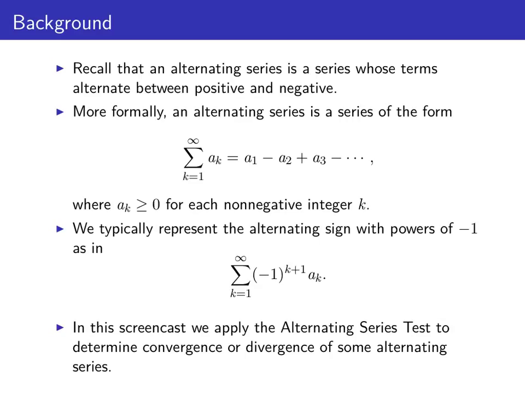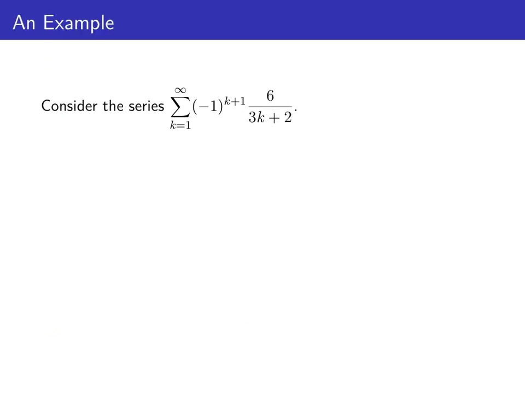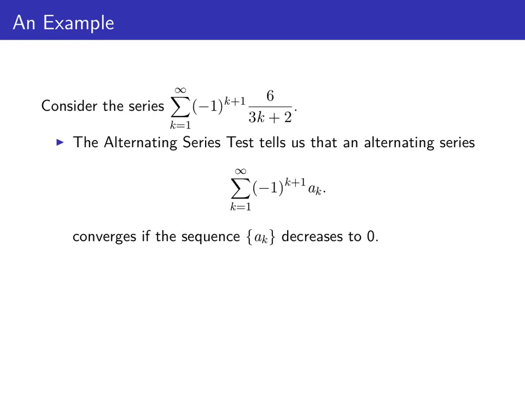And in this screencast, we're going to apply the alternating series test to determine the convergence or divergence of a few series. As an example, consider the series sum k goes from 1 to infinity, -1 to the k plus 1, 6 over 3k plus 2. Recall that the alternating series test tells us that an alternating series will converge if and only if the sequence of non-negative terms, the sequence a sub k, decreases to 0.